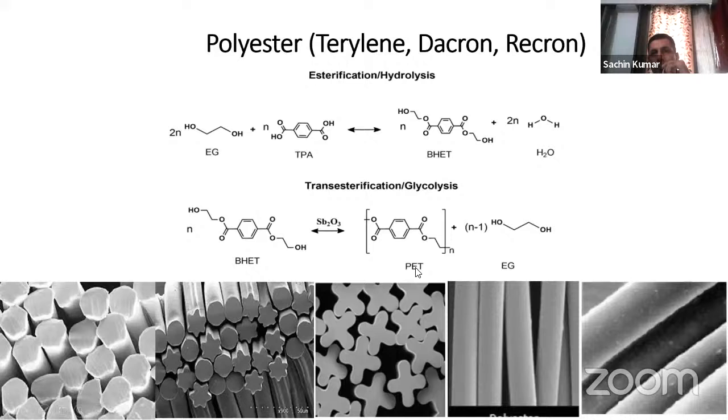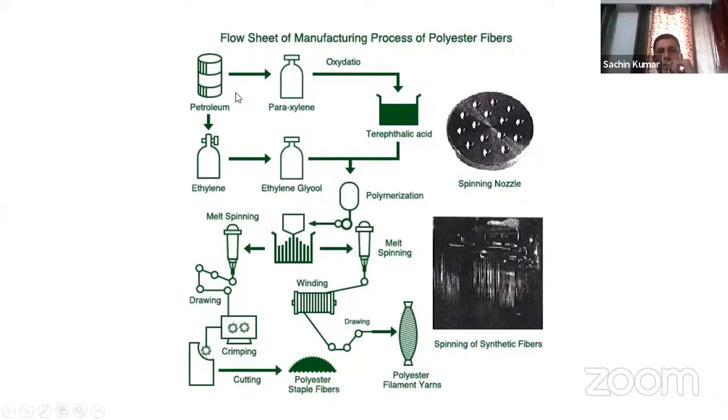Again, we can convert it into any cross section. It could be round, star shape, or plus kind. Its surface is very smooth, so we can tailor the properties as per our required cross sections. Now the manufacturing: we have petroleum products, we have ethylene, and by oxidation it is converted into ethylene glycol. Then terephthalic acid is there. By polymerization, we get a polyester, and after spinning, we produce either staple fiber or filament as per our requirements.